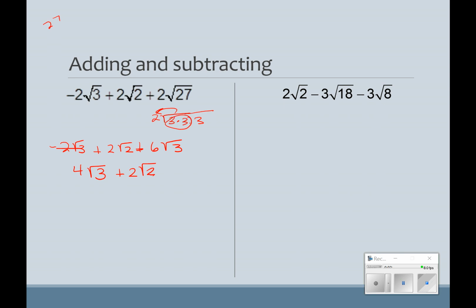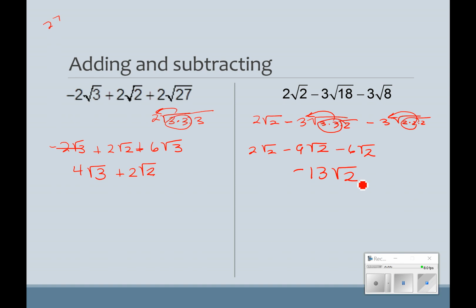Okay. In this next example, I've got 2 root 2 already simplified, but the square root of 18 breaks down to 9 times 2, or 3 times 3 times 2. And then again, 8 breaks down to 2 times 2 times 2. So we're going to pull our pairs to the front and multiply. So that second expression becomes minus 9 root 2, and the third expression, when we pull out our 2's and multiply, becomes minus 6 root 2. Okay, and now I can combine everything. 2 and negative 9 is negative 7, and then minus 6 is negative 13. So I'm going to get negative 13 root 2.